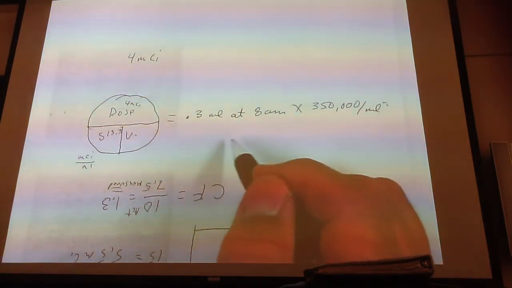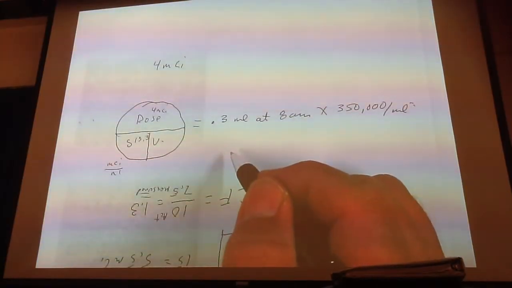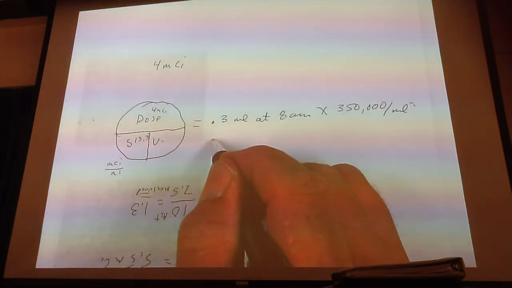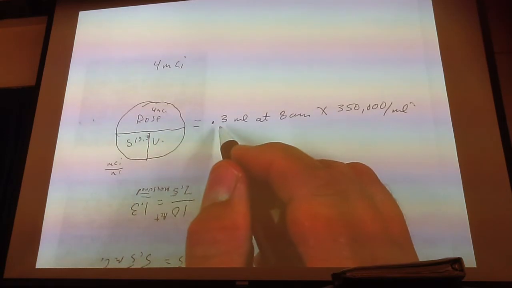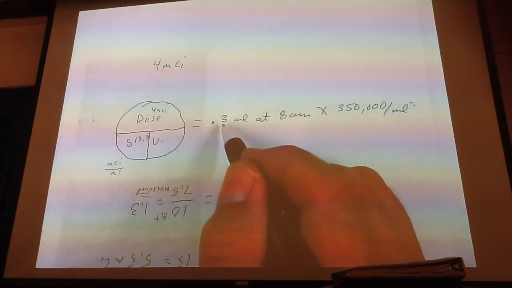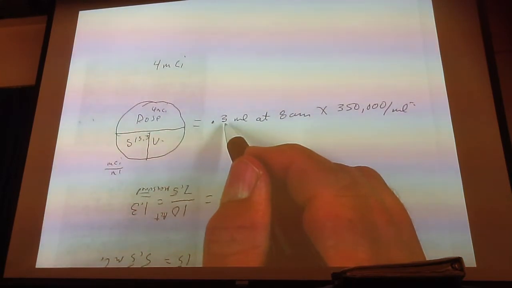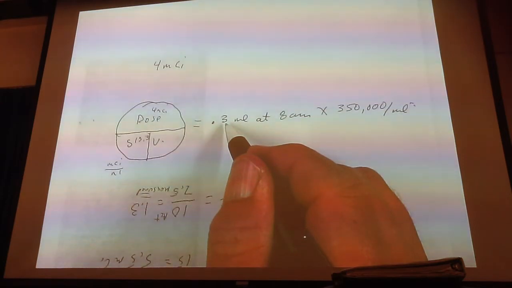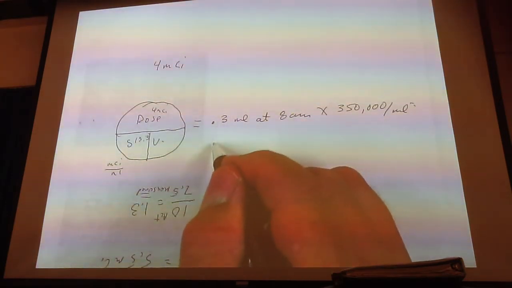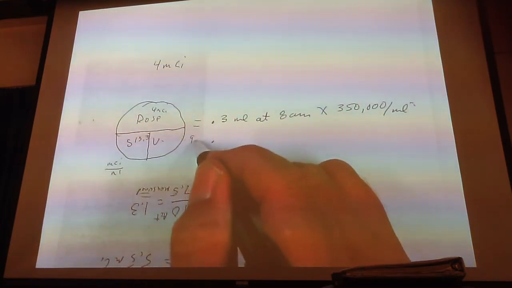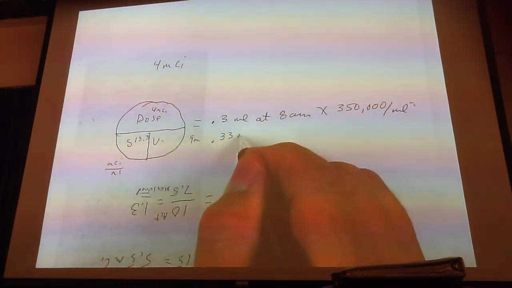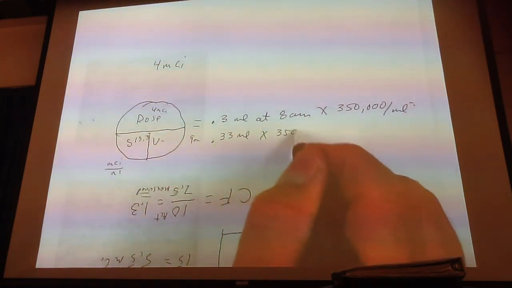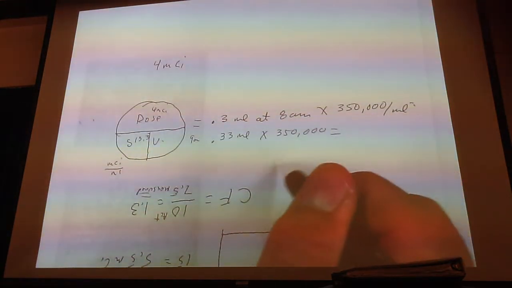There are a couple of ways you can do that. At 9 a.m., if you take 0.3 and divide it by 0.891, what do you get? 0.33. So in 1 hour at 9 a.m., you're going to need 0.33 ml, or roughly about 0.3. Multiply that times 350, and how many particles is that?